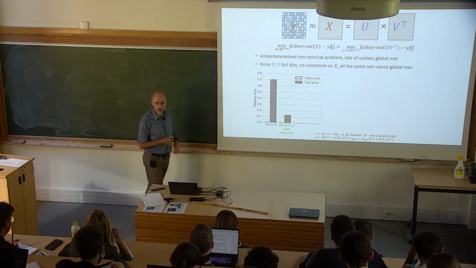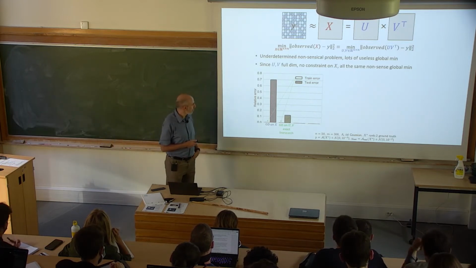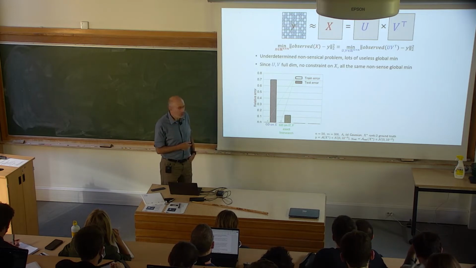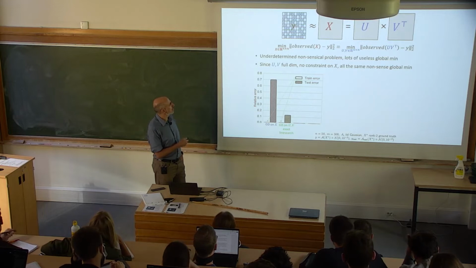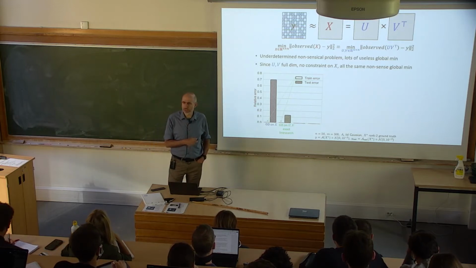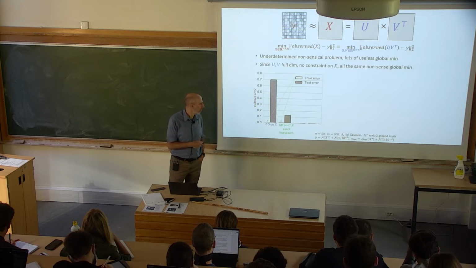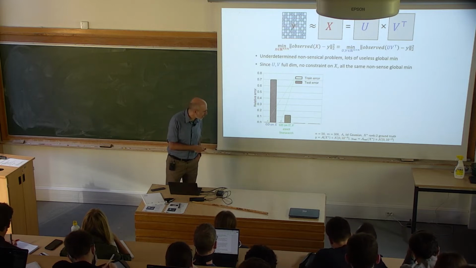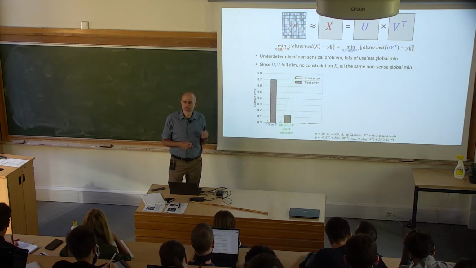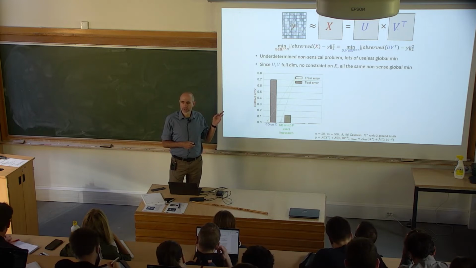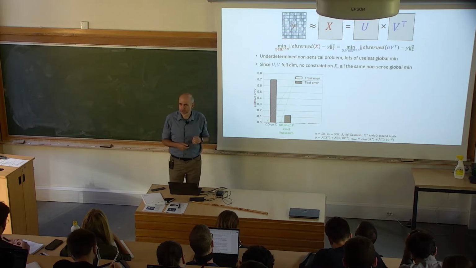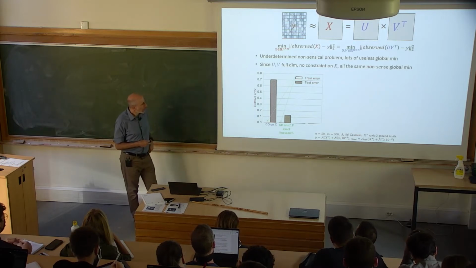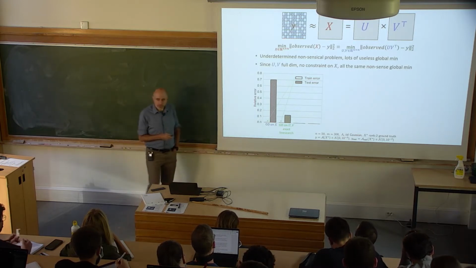Sorry, what is the relative error? How am I measuring the relative error? Relative error just means compared to the null risk. So I normalized it. The problem itself is not normalized. I'm just looking at the squared error compared to the squared error of the null predictor, if I remember correctly. Okay.